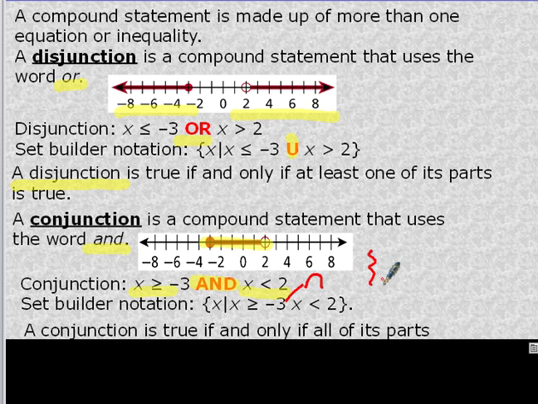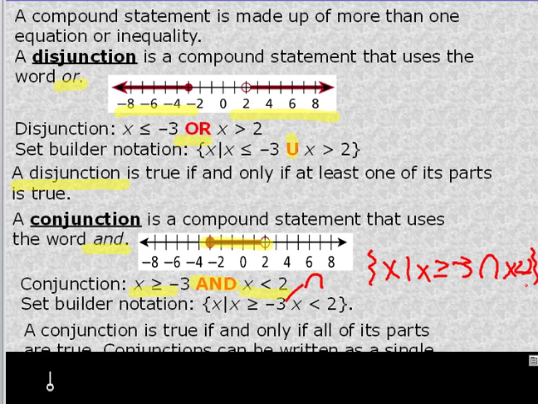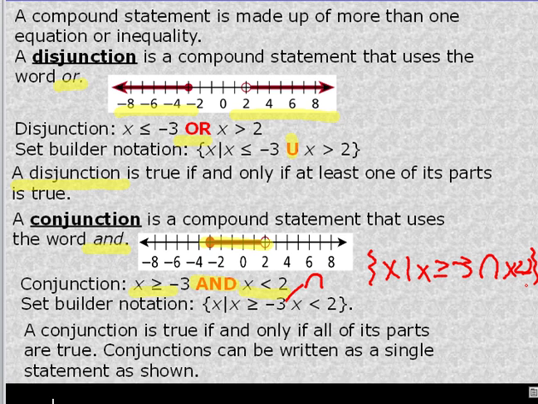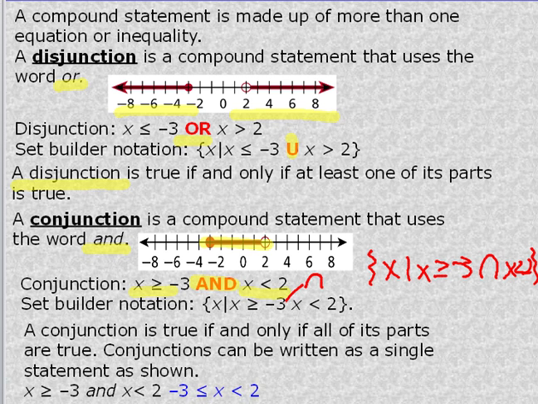So it would be X such that X greater than or equal to -3 union, or actually intersection, X less than 2. Again, you can use the upside down U or you can use the word and. A conjunction is true if and only if all of its parts are true. Conjunctions can be written as a single statement as shown. So this is how we have been writing them, with the X in the middle, the lower bound here, the upper bound here. And if we can get used to writing it that way, that would be the best.